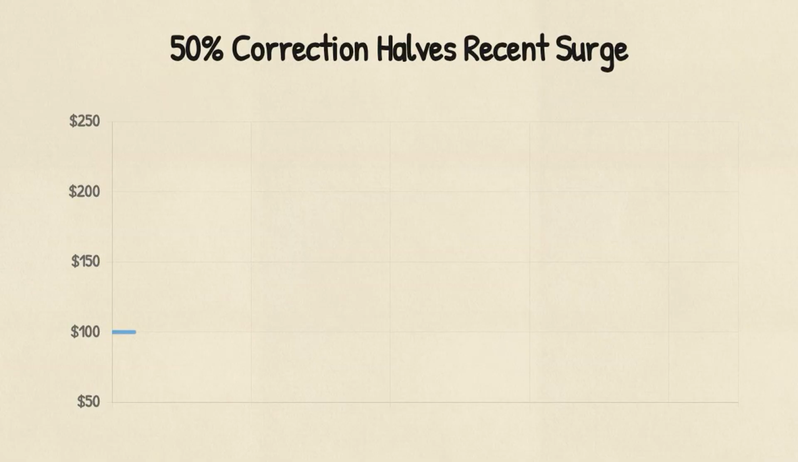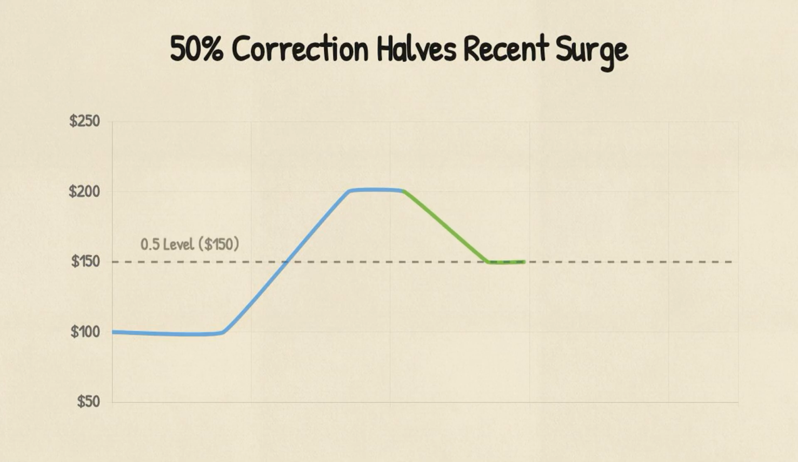Here is a chart showing a simple scenario. An asset surges from a baseline of $100 up to a peak of $200. Now watch the price line correct back down to $150. It perfectly aligns with our 0.5 Fibonacci level. The asset has just corrected exactly 50% of its recent upward surge.